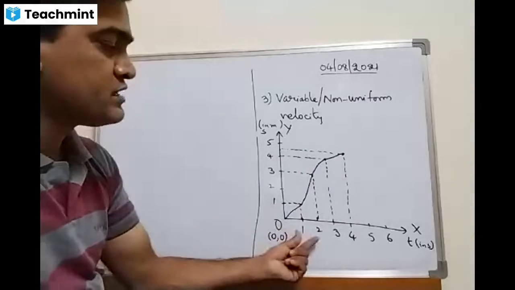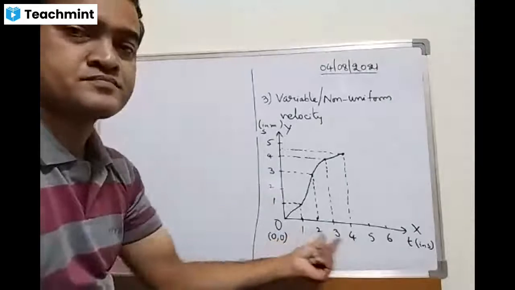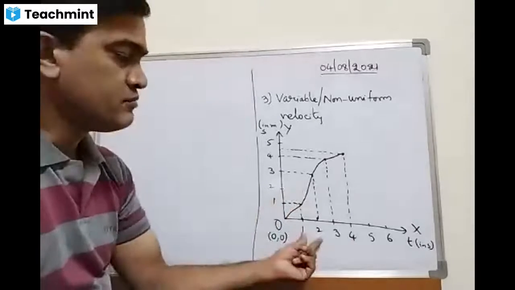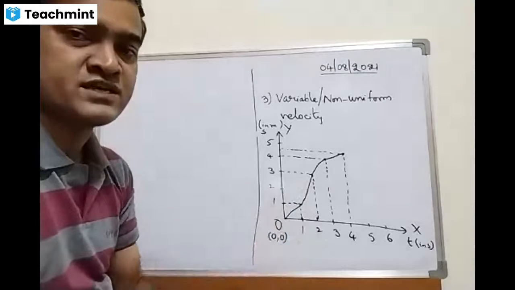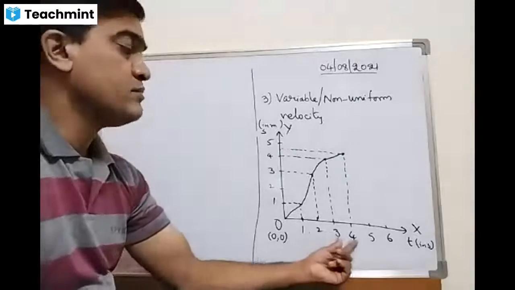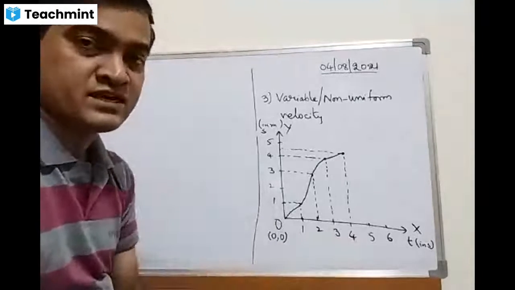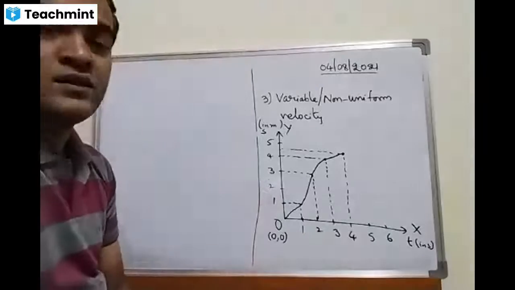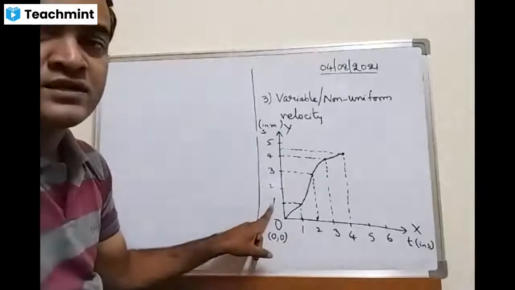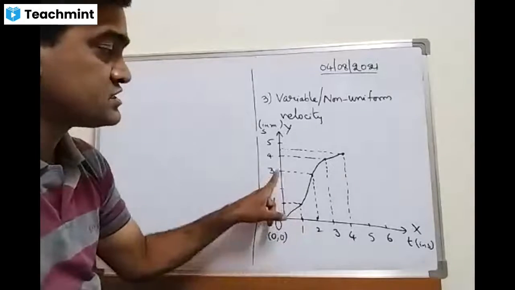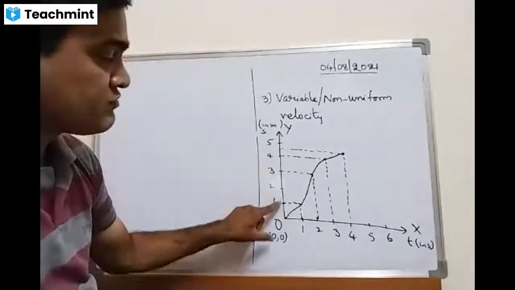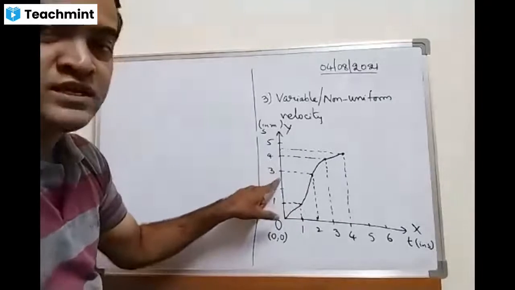Now here, if you look, the time intervals are same. Between 0 and 1 second, the time interval is 1 second. Between 1 and 2 seconds, time interval is 1 second again. Between 2 and 3 seconds, the time interval is 1 second again. Between 3 and 4 seconds, time interval is 1 second again. But if you look at the displacements, for 1 second, 1 meter is the displacement. For 2 seconds, displacement is 3 meters. Now, what is the displacement covered from 1 to 3? 1 to 3, it is 2 meters.